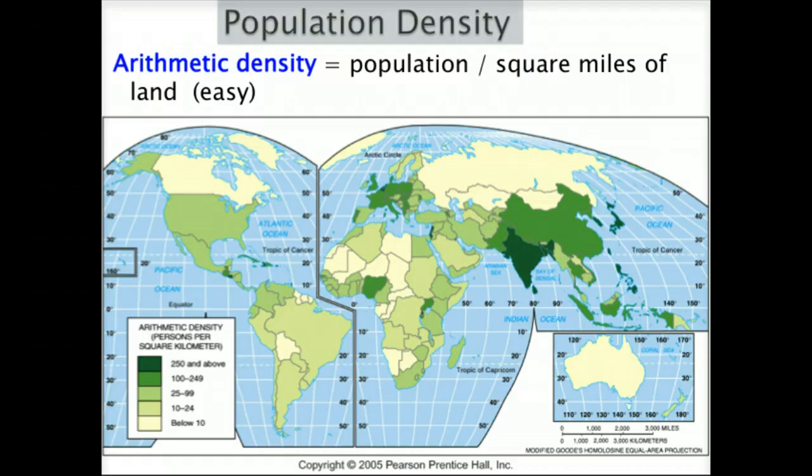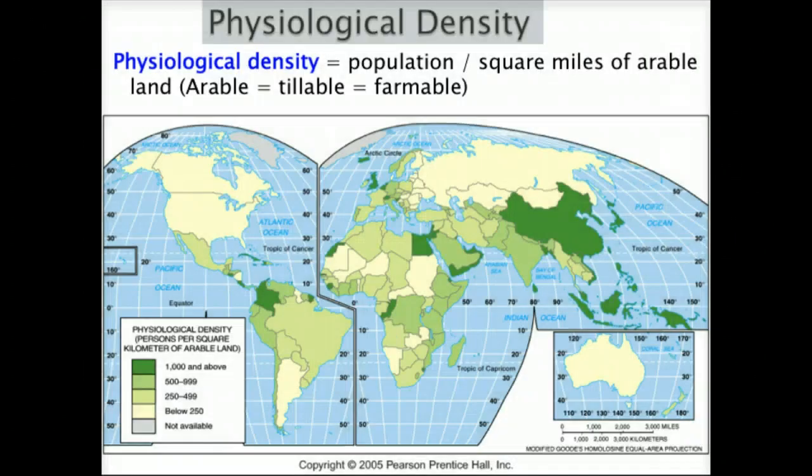If we change that just a little bit and look at physiological density, we see a different distribution pattern. We still see areas of China being represented, but India changes, and we see other countries throughout the world represented with higher concentrations or densities. Physiological density simply looks at the amount of arable land instead of overall land, what is actually usable for agriculture to support a population. What characteristics support that population, and you see that changes drastically.